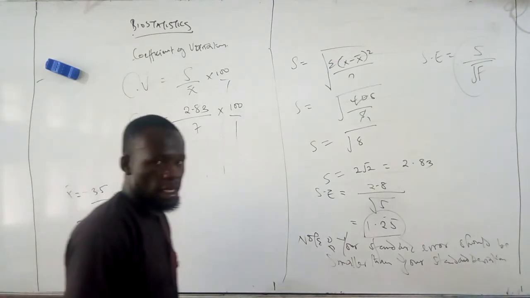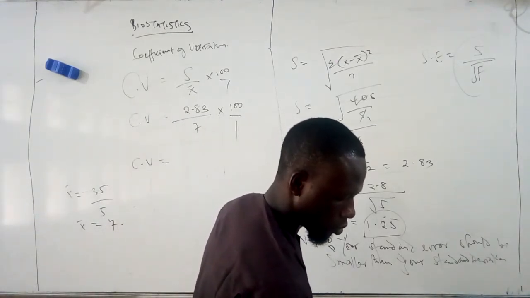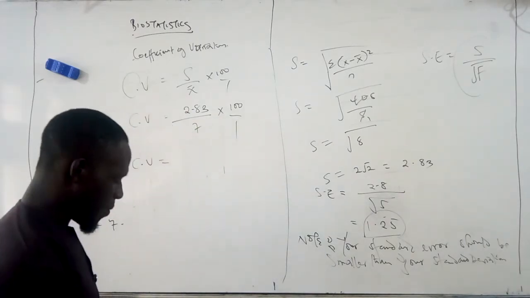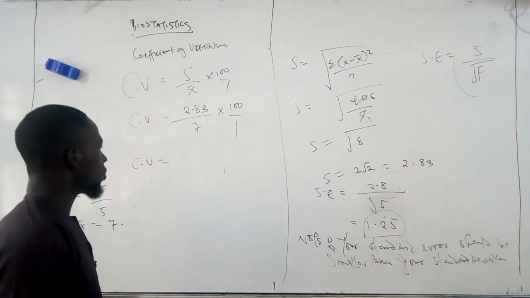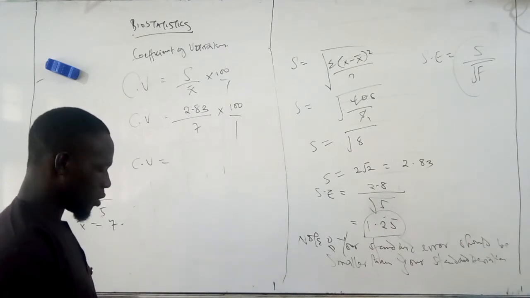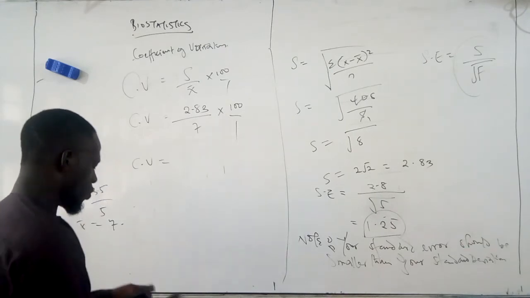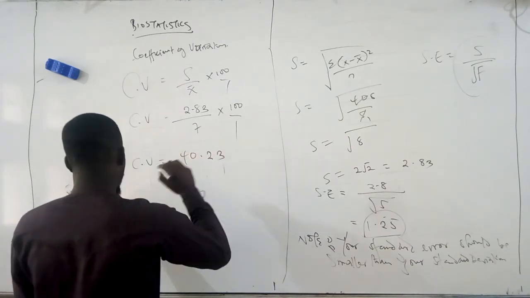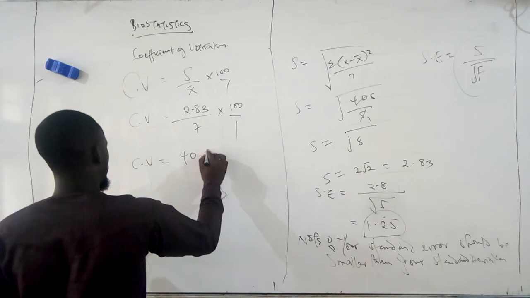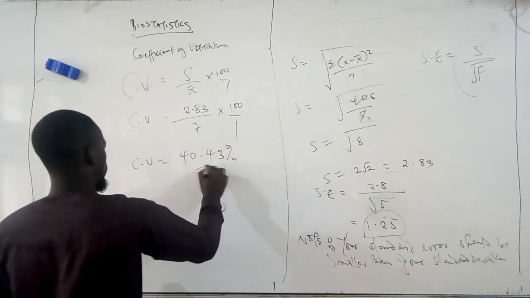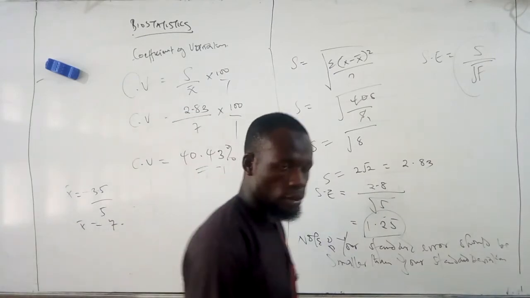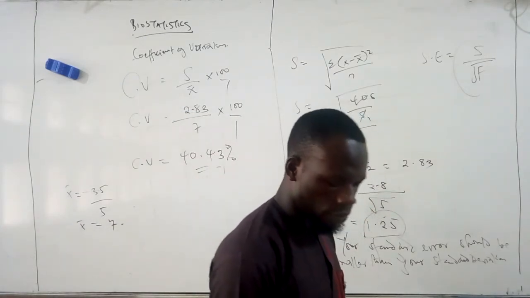Now 2.83. You have 2.83 divided by 7 times what? 100. See, it will give you your coefficient of variation: 43%. So that's how we get our coefficient of variation.